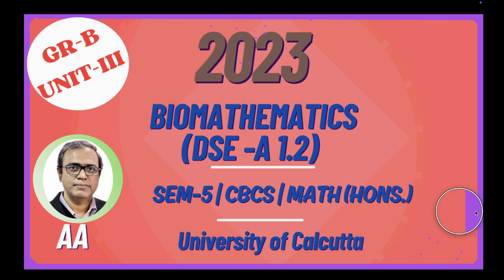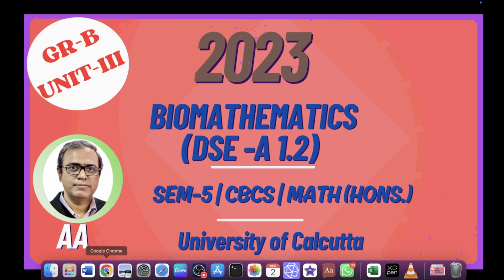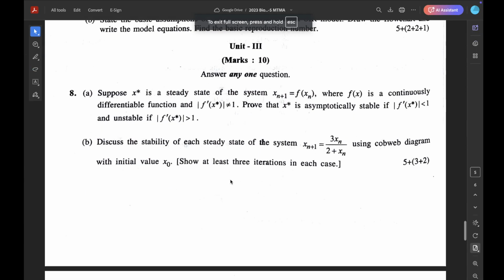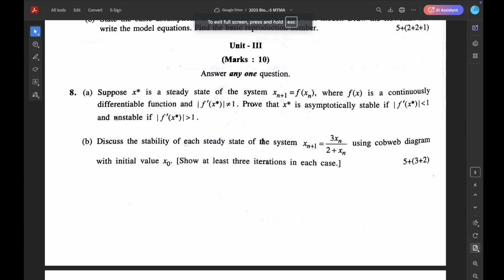Now we discuss Unit 3, Group B, 2023 Biomathematics, Semester 5 Mathematics Honors, University of Calcutta. The question paper, 2023 Unit 3, Question 8a.